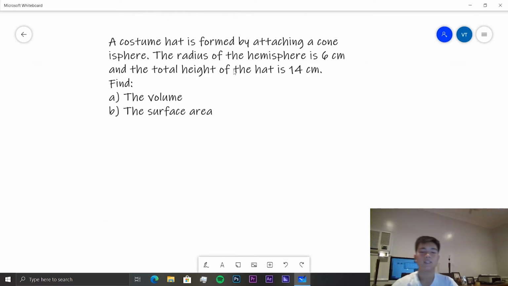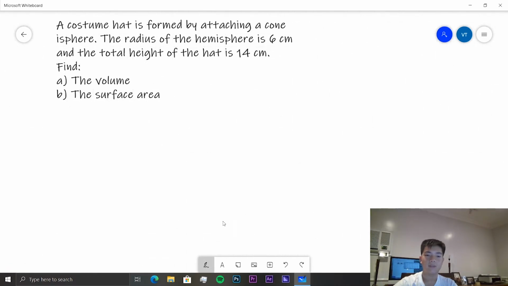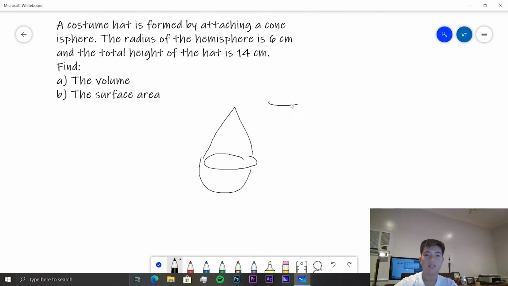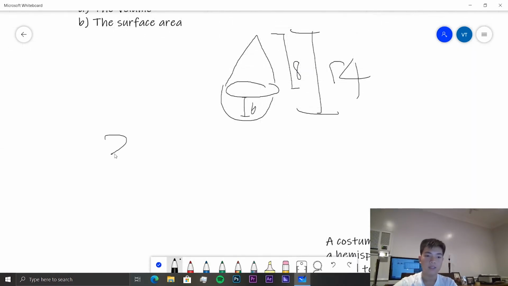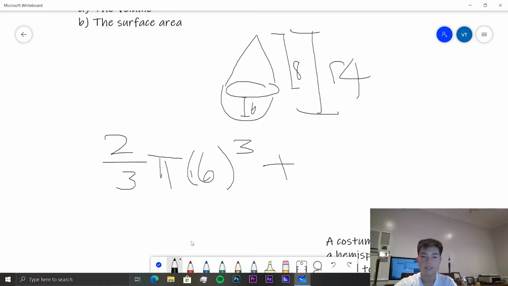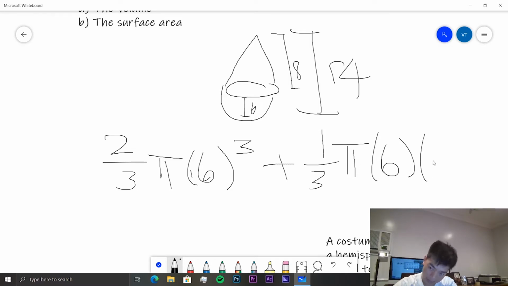Okay, so if the radius of the hemisphere is 6, this is pretty vague, so I'm going to assume they stitched the cone like that and the hemisphere like this. If the total height is 14 and the radius of the hemisphere is 6, that means the height of the cone is 8. So for the volume, we have 2/3 pi r cubed, in this case pi 6 cubed, plus 1/3 pi r squared h. Pi times 6 squared, 6 being the radius, times 8, which is the height.